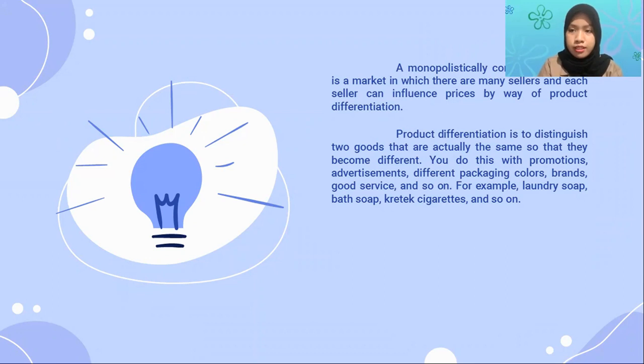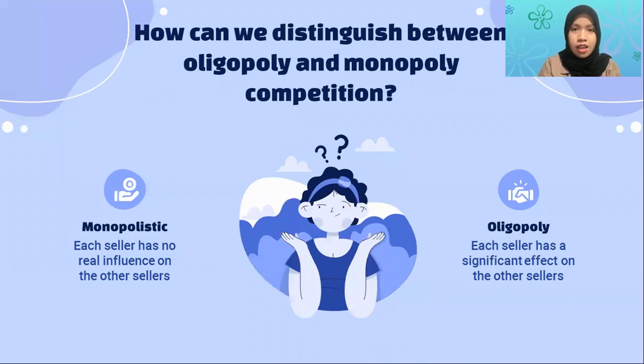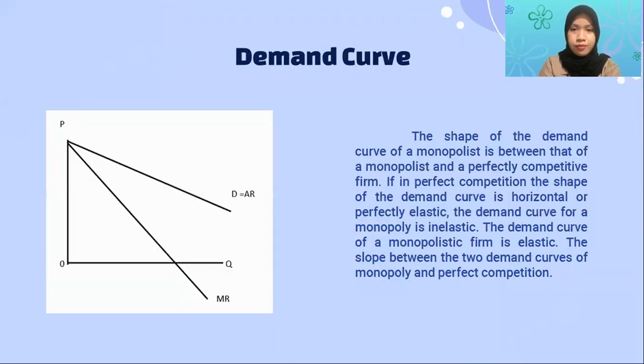For example, laundry soap, bath soap, Protex, cigarettes, and so on. How can we distinguish between oligopoly and monopolistic competition? In monopolistic competition, each seller has no real influence on the other sellers, and in an oligopoly, each seller has a significant effect on the other sellers.